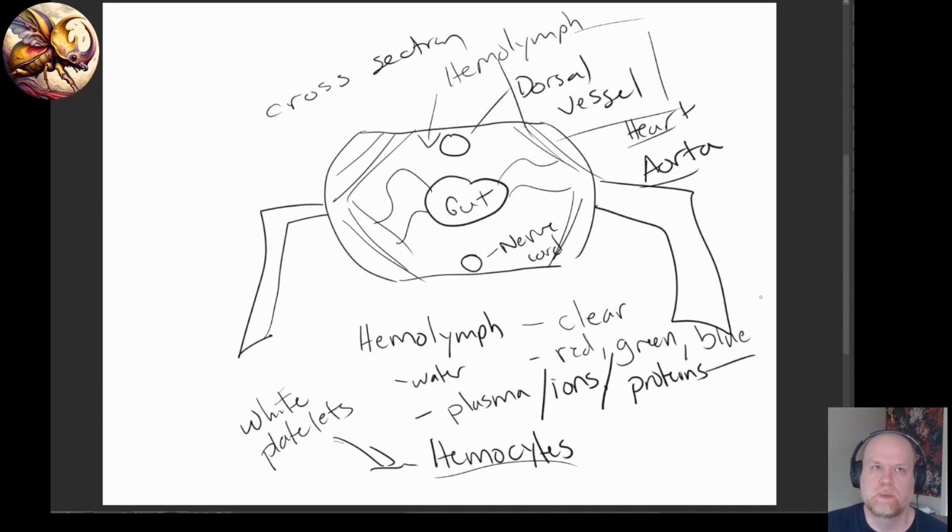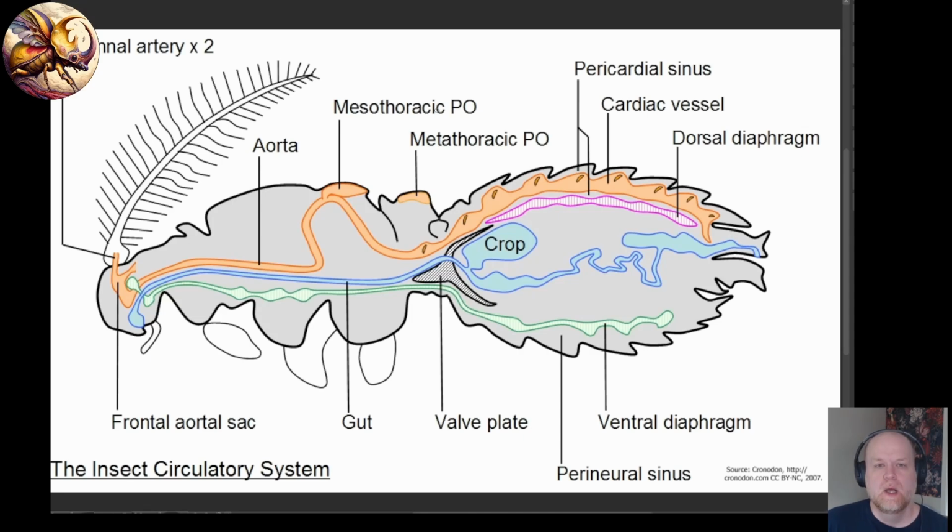the most famous of those is the horseshoe crab, whose blue blood is used in pharmaceuticals. So how does this hemolymph get around the insect body? If you will remember back to the first morphology talk, and what is an insect?